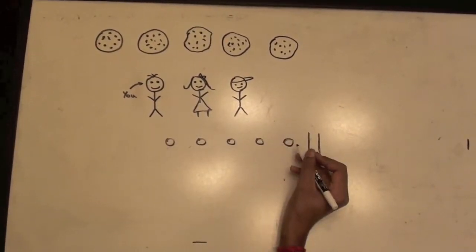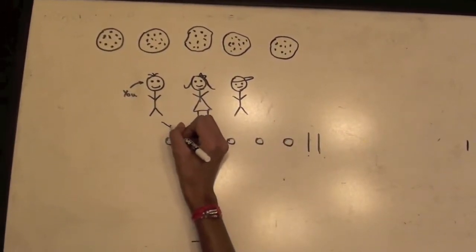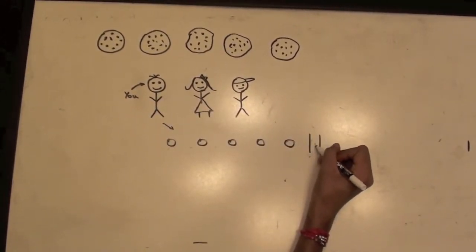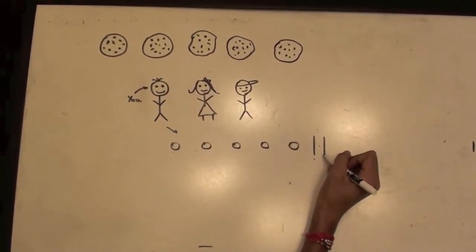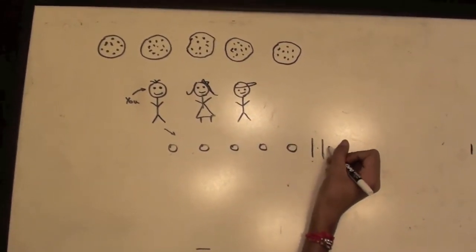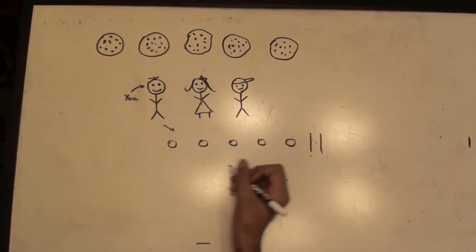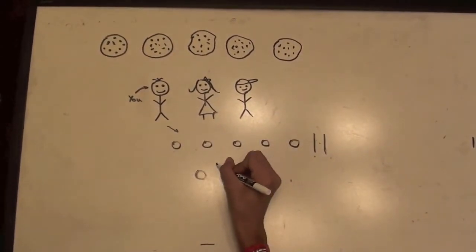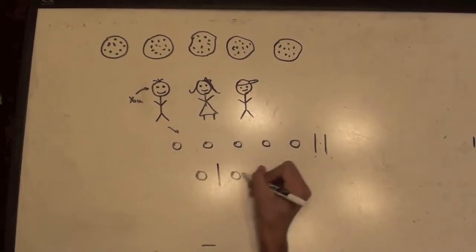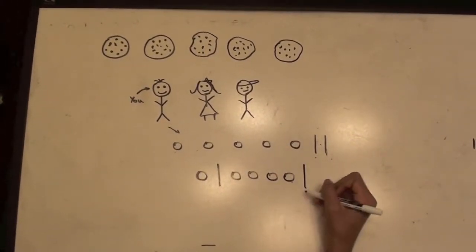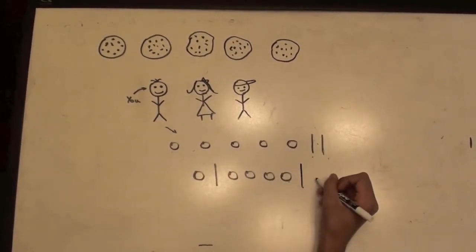In this particular example, you get all 5 cookies. She gets no cookies because there's no circle between these bars. And he also gets no cookies because there's no circle in his compartment. In another example, you could get 1 cookie, and then we have a bar, and then she gets 4 cookies, and then there's a bar, and he gets no cookies.